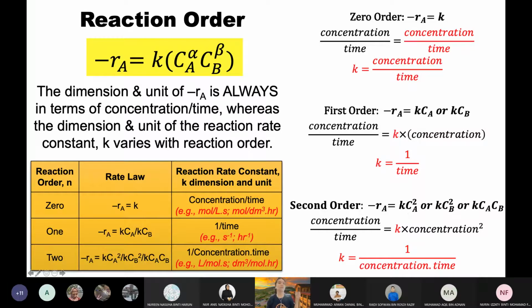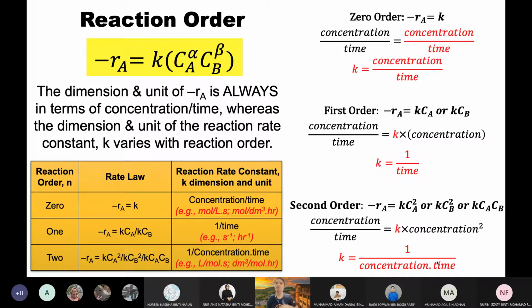Left hand side, concentration per time. Right hand side, the dimension K we want to find, multiplied by concentration power of 2. Why power of 2? Because CA power 2 or CB power 2, CA and CB are still concentration to the power of 2. So in that case, the dimension of K now becomes 1 per concentration time, or for example the unit will be liter per mole second.